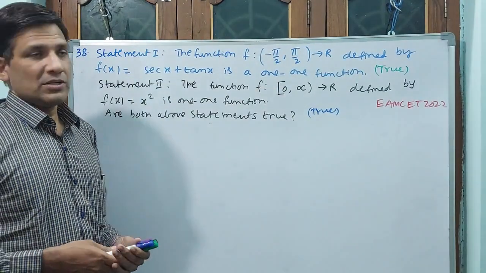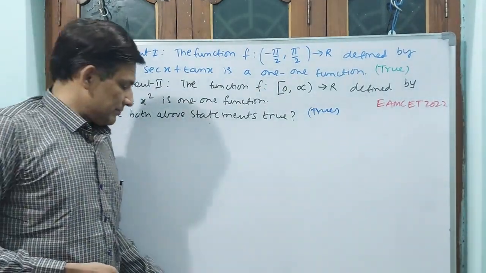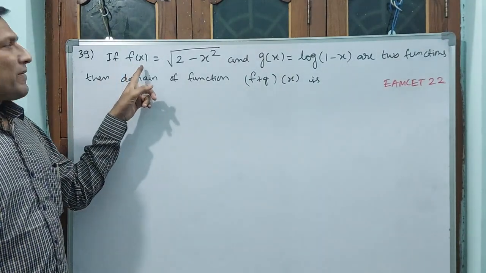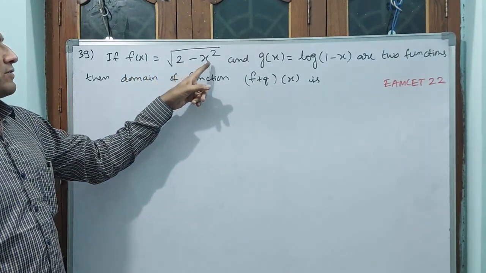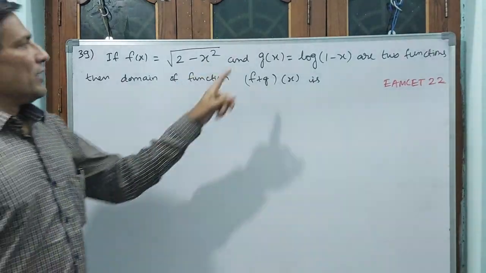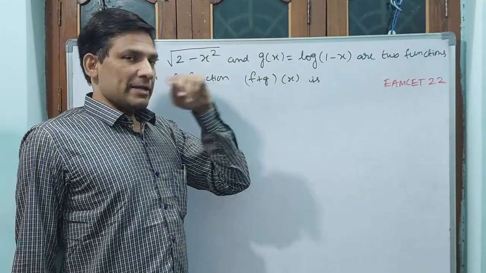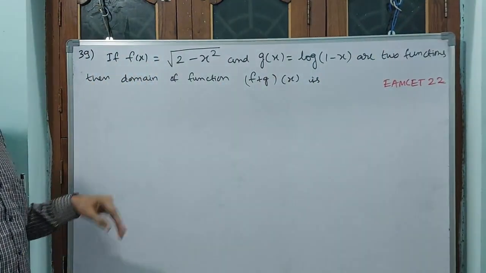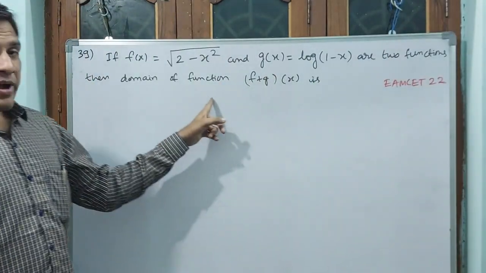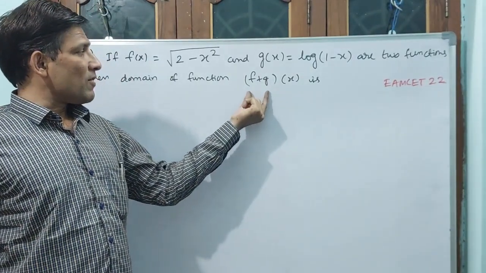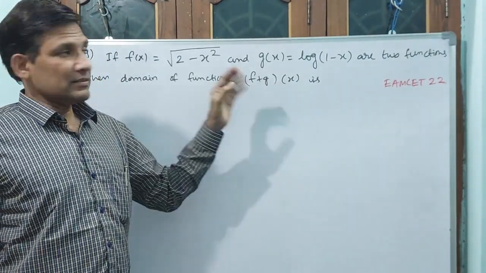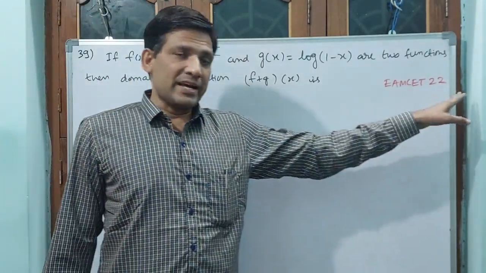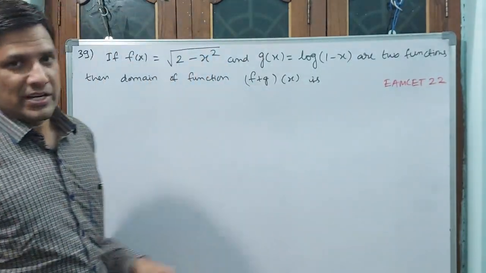This is the latest question. Let us go for 39th question. See, 39th question. If f of x is equal to square root of 2 minus x square and g of x is equal to log of 1 minus x are two functions. Okay, f of x and g of x both are different. The domain of the function f plus g of x, that means both functions you have to add. They are asking f plus g of x. This is also Eamcet 2022 latest question.